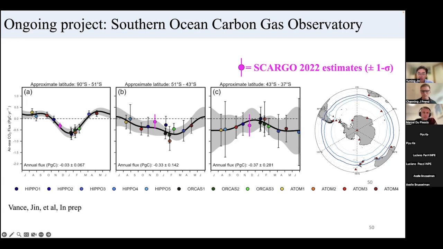And could you give a sense of how tricky it is to make these observations? Are there flights going at the moment that can be used? It's expensive. Okay.